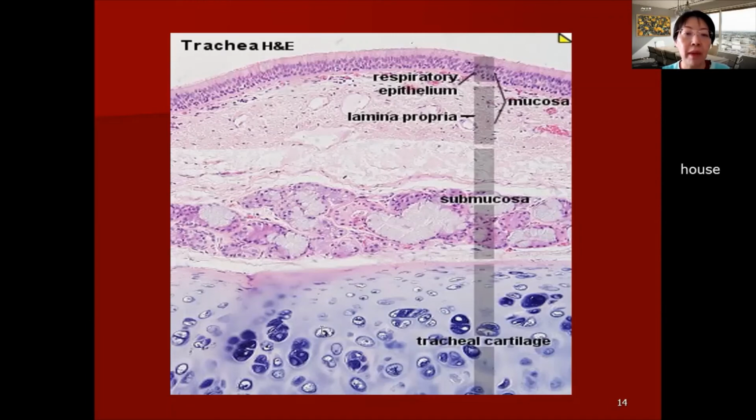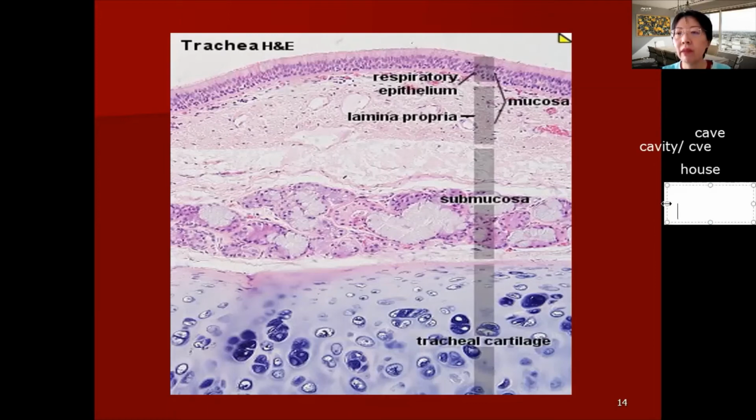The empty spaces here are like a cavity, or a cave. I call it a cave or a cavity. C-A-V-E, cave or cavity. So it will house the cell that produce the cartilage. So these cells are called the chondrocyte. These are the cells here. They are called the chondrocytes.